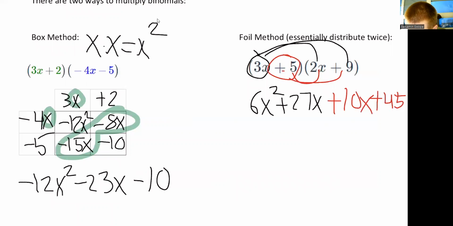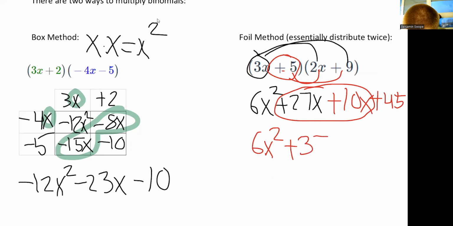And then from here, we just want to combine like terms. It's similar to the box method. For pretty much what we're looking at with quadratics, it's these middle 2 terms or pieces we can combine. So the 6x squared just comes down. 27 plus 10, that would be 37 regular x's. And then the 45, the constant, comes down.